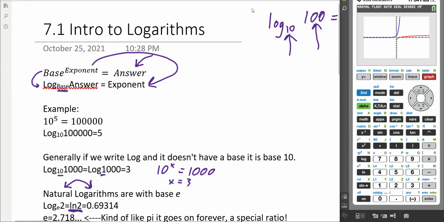And so this is just the basic introduction, and watch the next video if you want to know more about logarithms and eventually how to solve them. Good luck.